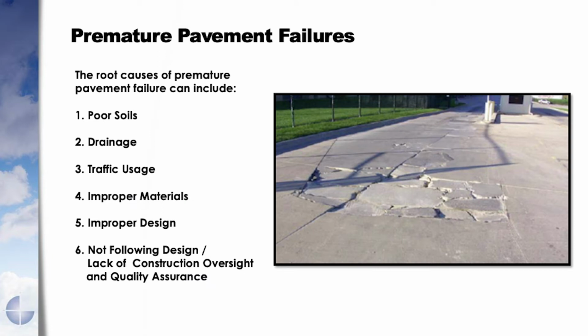We're going to look at the 6 root causes that we feel cause premature pavement failures. They are poor soils, drainage, traffic usage, improper materials, improper design, and lastly, not following the design or lack of construction oversight and quality assurance.